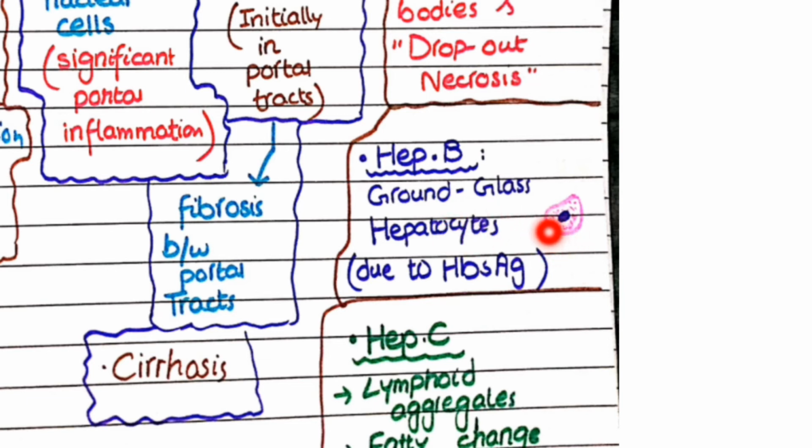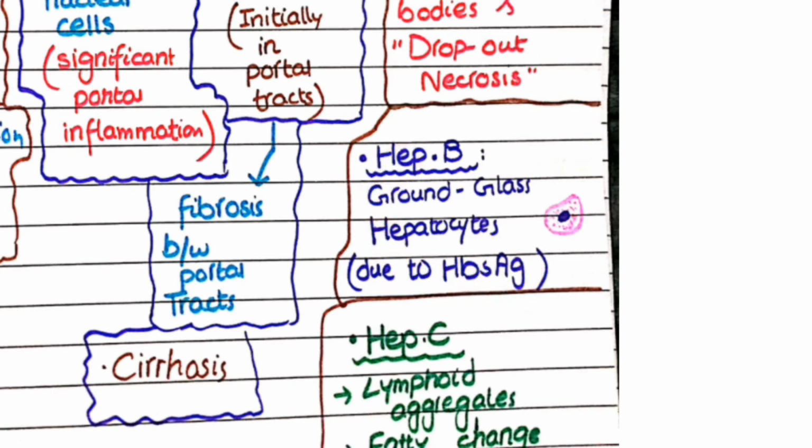And why does this granular appearance occur? These granules are actually due to the swollen endoplasmic reticulum containing hepatitis B surface antigen protein. So remember that the ground glass appearance in hepatitis B is due to hepatitis B surface antigen protein. And arising from this concept, there is again a very important point, that this hepatitis B surface antigen can be stained by immunohistochemical techniques.